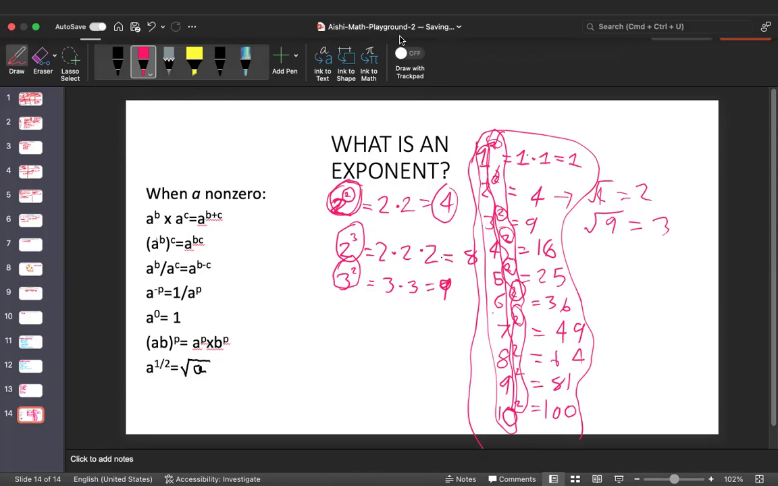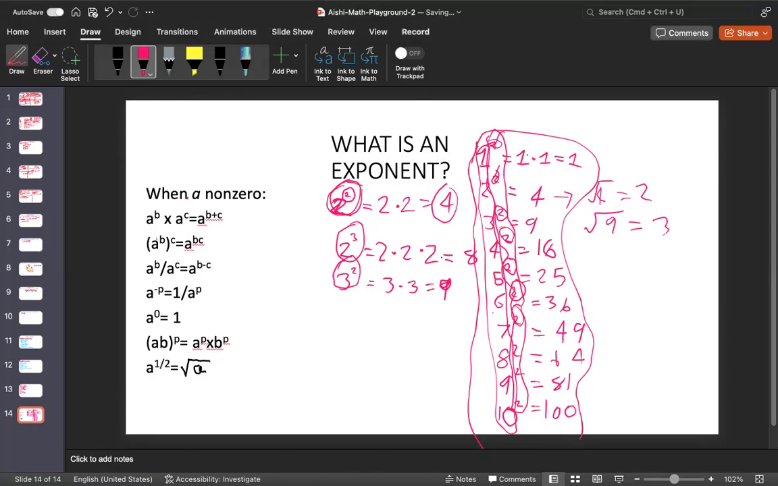So now why don't you try to think about one of the laws. We have when a is non-zero, a to the power 0 is equal to 1. How about you think about this? What if a was 0? What would be 0 to the power 0? Would it be equal to 1 or would it be something else?